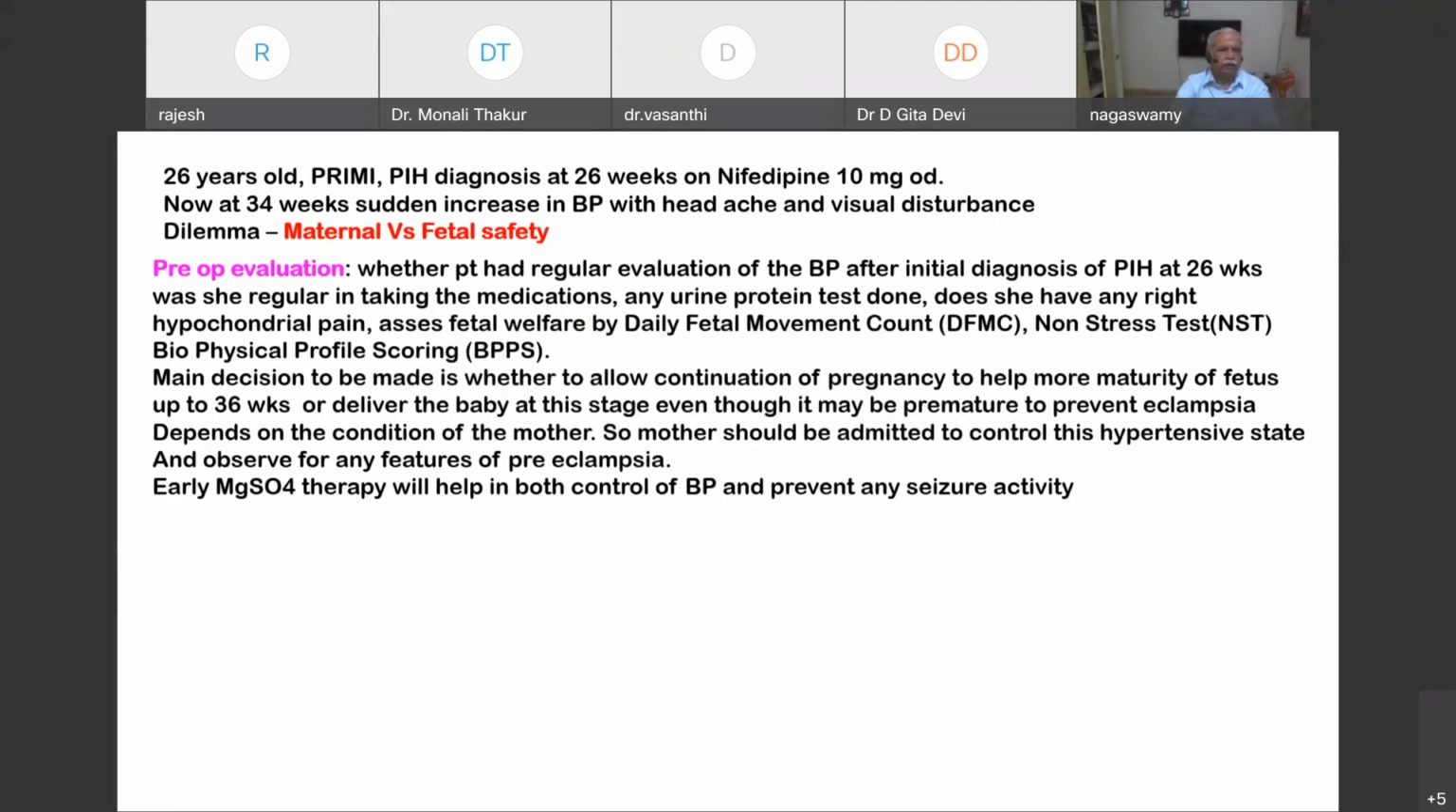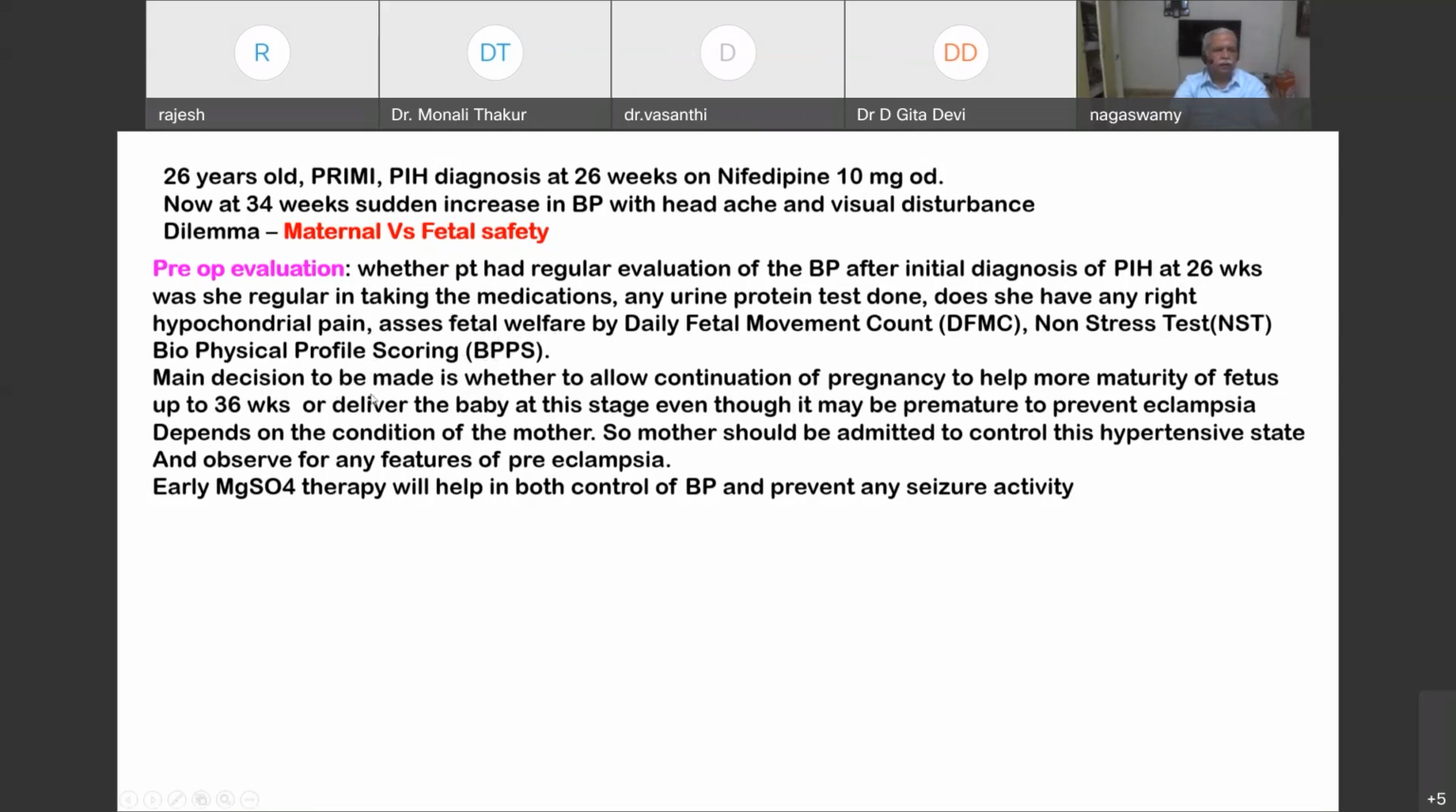In pre-op evaluation, check whether the patient had regular checking of the BP from the initial diagnosis, whether she was regular in taking the medications, whether any urine protein test was done, and whether she has any other problems like hypochondrial pain, to check whether there are any features of HELLP syndrome. Assess fetal welfare by daily fetal movement count, non-stress test and biophysical profile scoring. This is mainly for fetal welfare.